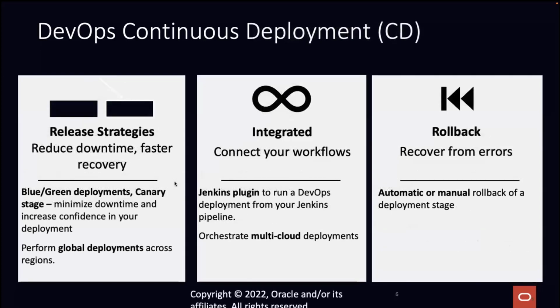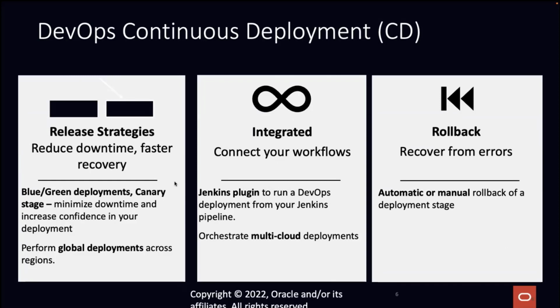When you come to DevOps continuous deployment, we have release strategies, so you can reduce your downtime and recover faster. We have a couple of deployment strategies like blue-green deployment and canary stage. So you can minimize the downtime and increase your confidence in your deployment. And you can also perform global deployment across regions. So this is another important thing.